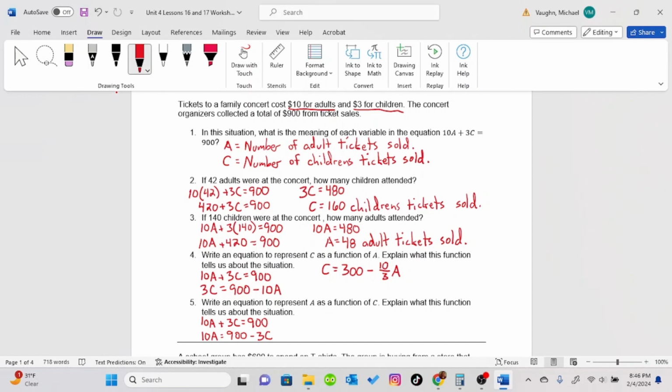Finally, we want a by itself, so we're going to divide everything by 10. And that gives us a equals 90 minus 3 over 10c. This function tells us how many adult tickets are sold if we know how many children's tickets were sold.